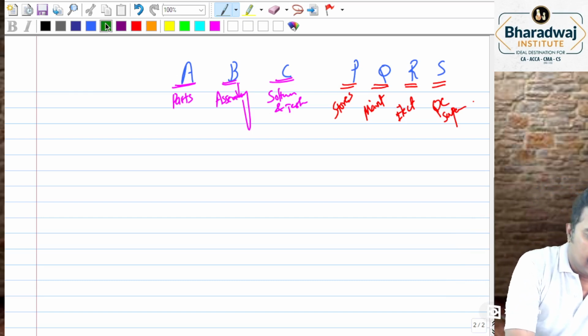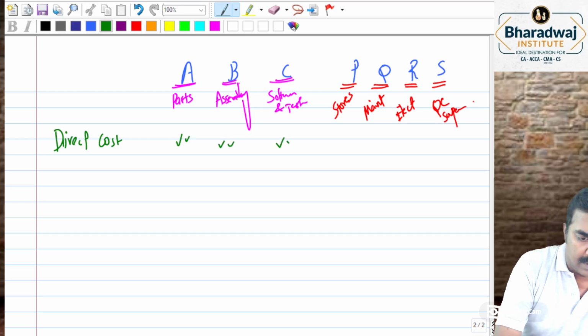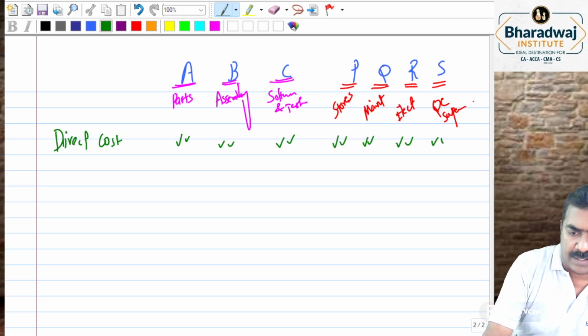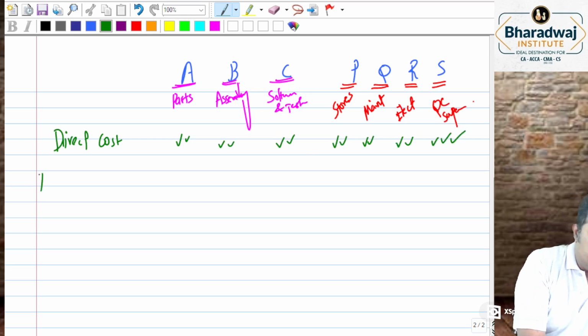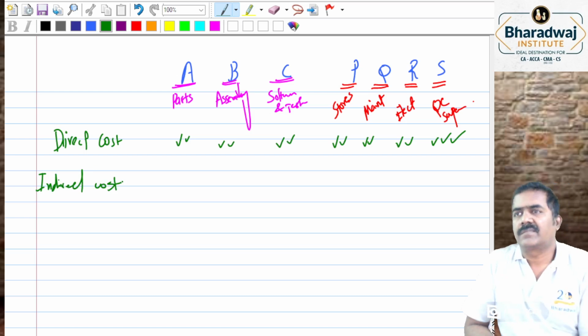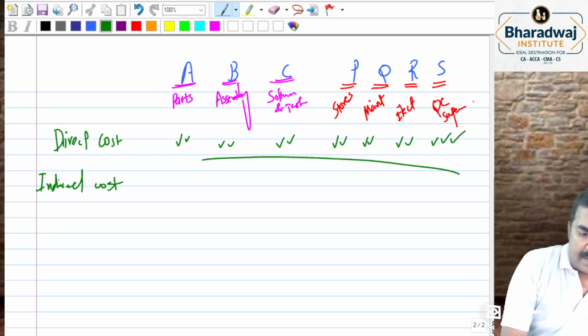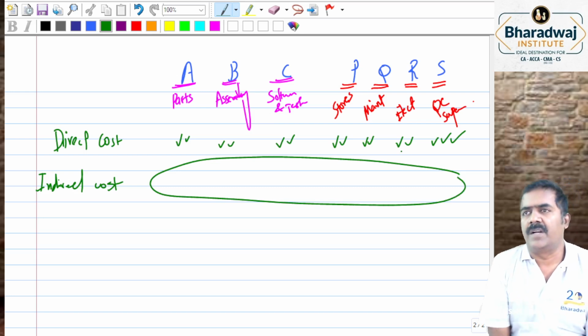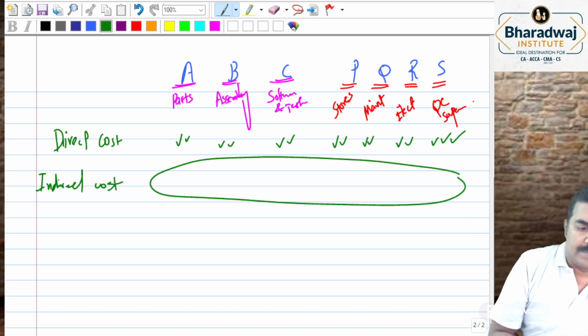Now we can find direct cost will be there. What do you mean by direct cost? It can be material cost, labor cost, direct expenses or chargeable expenses. Then you can find indirect cost also will be there. What do you mean by indirect cost? Common expenses applicable to all the departments.